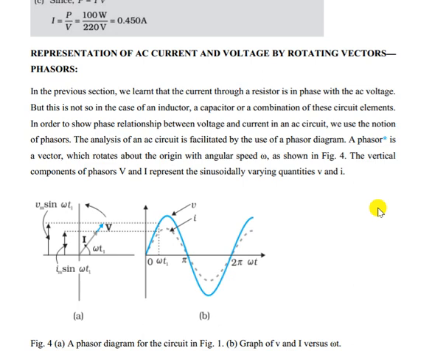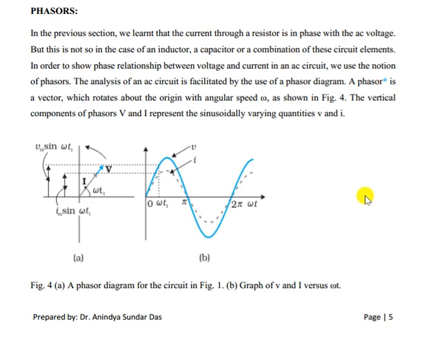The analysis of an AC circuit is facilitated by the use of a phasor diagram. Now, a phasor is a vector which rotates about the origin with angular speed omega in the anti-clockwise direction, as shown in this figure. So this is your V, and this is your I for the pure resistive circuit. Now we can plot that in terms of a phasor. At this point, 0 is 0, the angle is also 0.